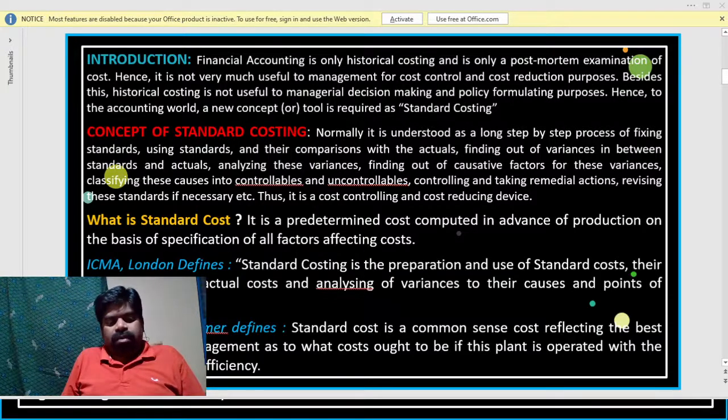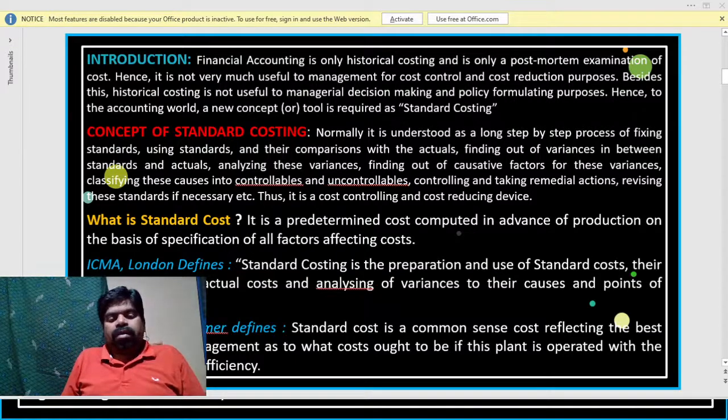Here you see, ICMA London defines standard costing as the preparation and use of standard costs, their comparison with actual costs, and analyzing of variances to their causes and the points of incidence. At the point of incidence, what cost is going to be incurred should be known. At that point, variance can be analyzed. If variance can be analyzed, we may know next time that sometimes we expend more than the need. That analysis can be helpful in the future.